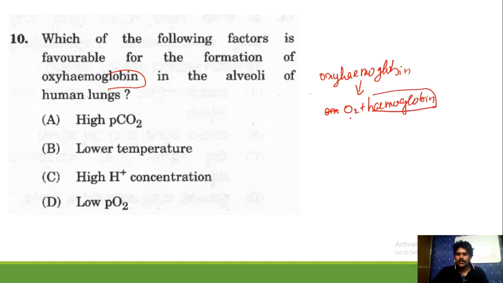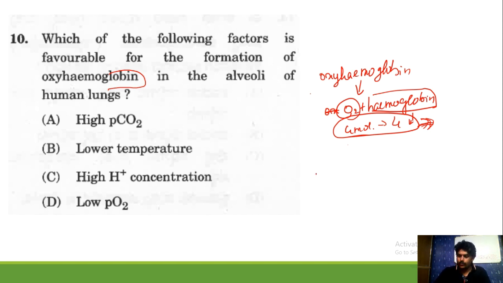So four molecules of oxygen can combine with hemoglobin, and it will form a group, and it will move in the bloodstream. So for this formation of oxyhemoglobin, which is the best factor? In the given options, which is the best factor for the formation, we have to know that, right? Okay. So now we don't want to focus on the options first.